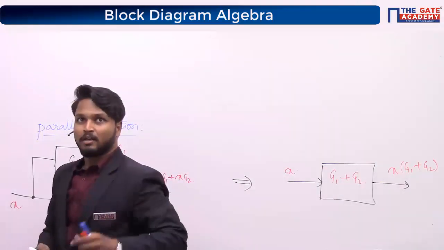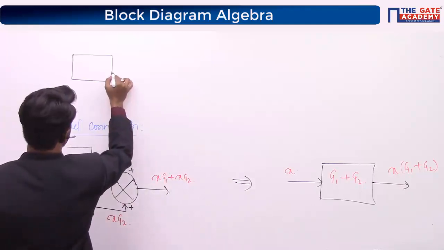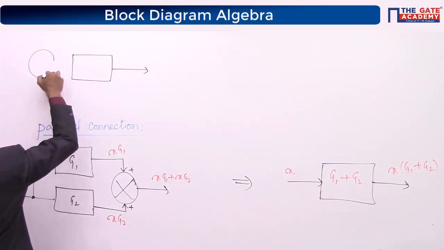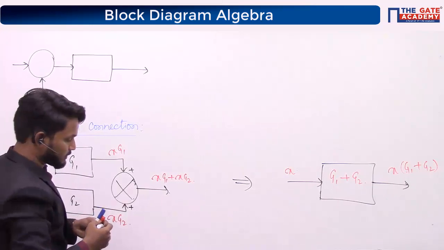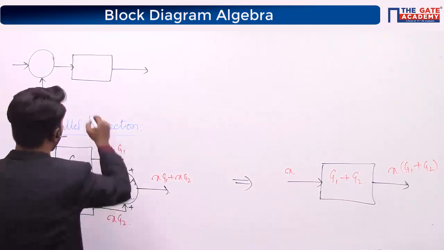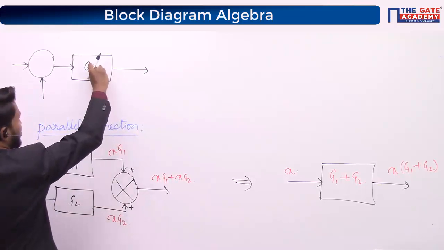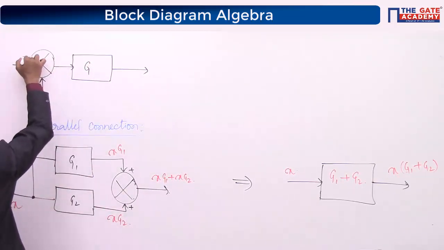So let us say you have some block like this. You have some block like this. So you have a comparator just before the block like this. And the gain of this particular block is, let us call it as some G. Not even G1, it is some G, right? So you have some summer.